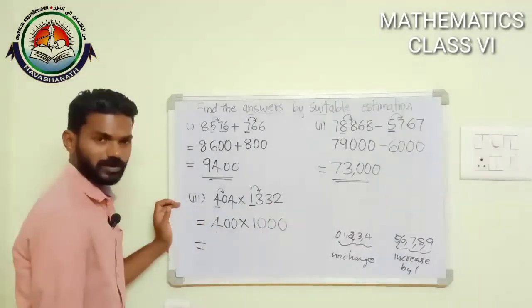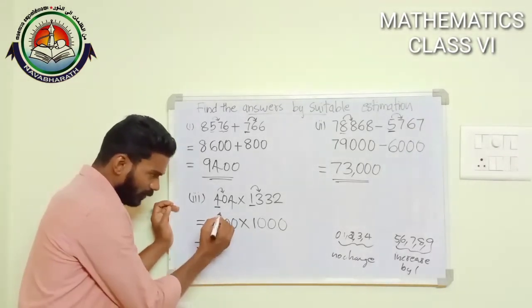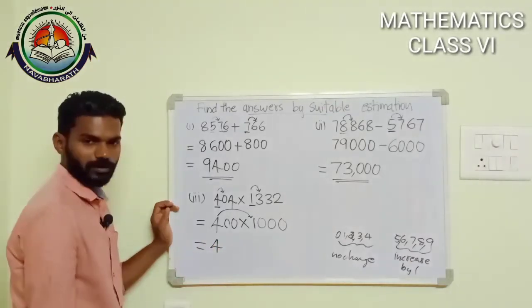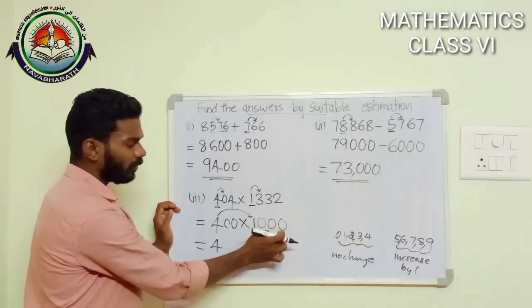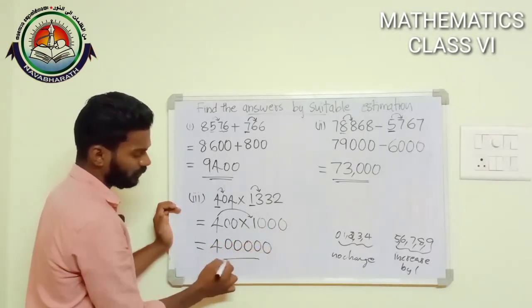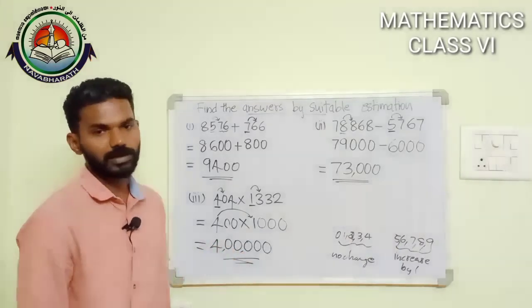So what would be the answer? 400 into 1000. How can you calculate this? Just multiply the 4 into 1. 4 ones are 4. Now how many zeros? 1, 2, 3, 4, 5 zeros. What would be the answer? It would be 4 lakh. Clear?